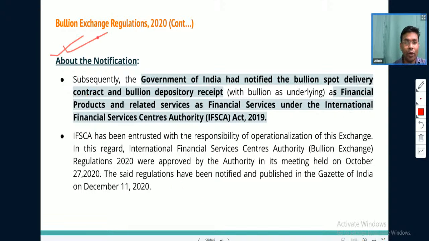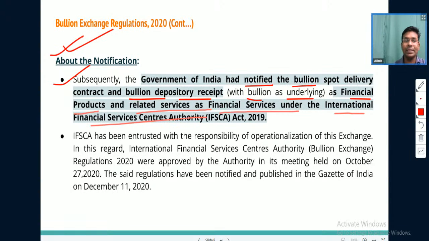So if we talk about the notification, just after the announcement, the government of India subsequently notified the bullion export delivery contract and bullion depository receipt, with bullion as the underlying, as a financial product and related services as the financial services under the International Financial Services Centers Authority.